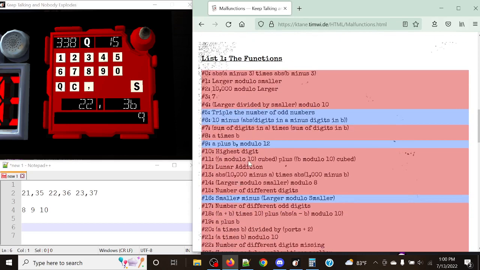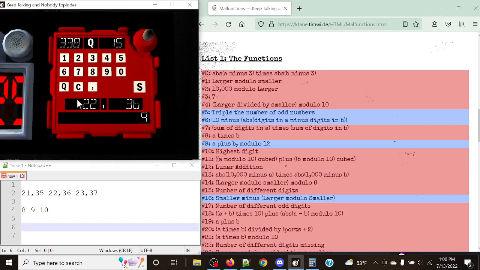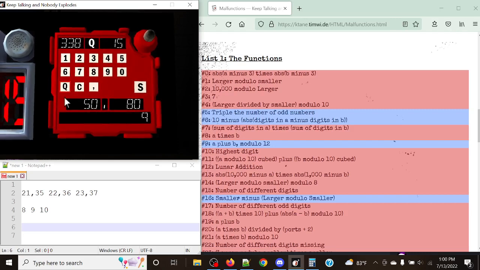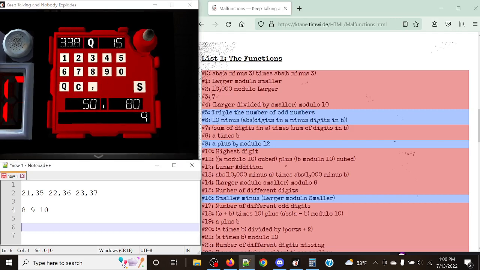I'm sorry this took so long. Next time, hopefully we will go through this a little bit faster, but now what we need to do is another query for this. So let's do, for example, 50 and 80. 50, comma, 80. Let's query that. And this gives us a result of 9 as well.